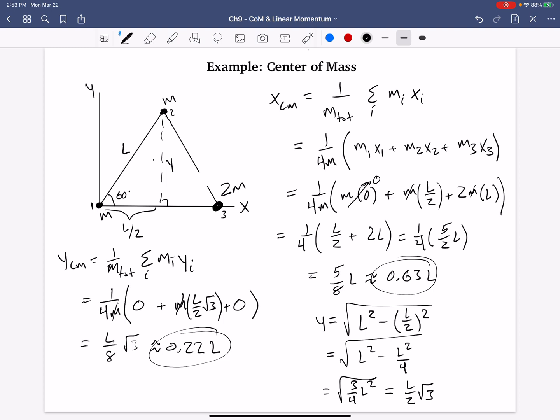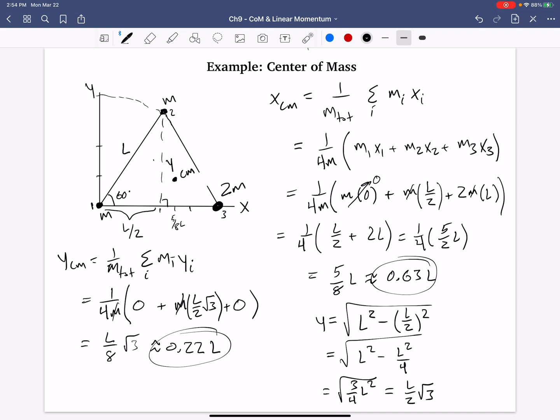So 5/8 L, and then 0.22 is just under a quarter. So a quarter L, I'm going to estimate. L might be up there, that's half, that's a quarter, go across, I'm going to say it's right there. So that is now the center of mass of the system.